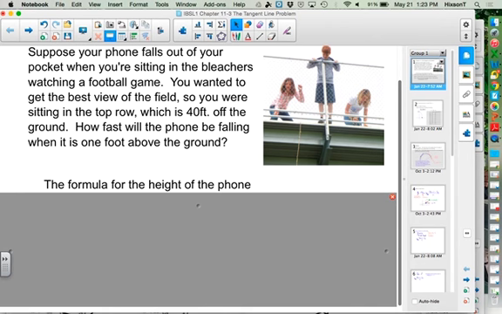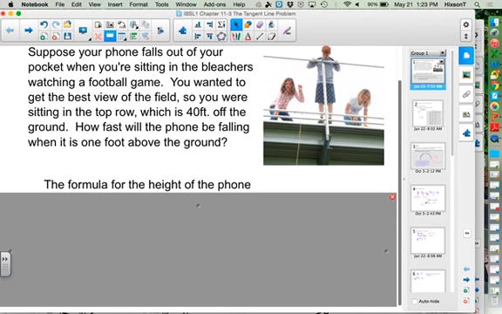Do you know what it is in feet? Forget about meters. We're not converting everything to meters. We're going to stick with the 40 foot and 1 foot, so we need our acceleration to be in feet. It's 32 feet per second squared. Technically negative 32 because it's going down.